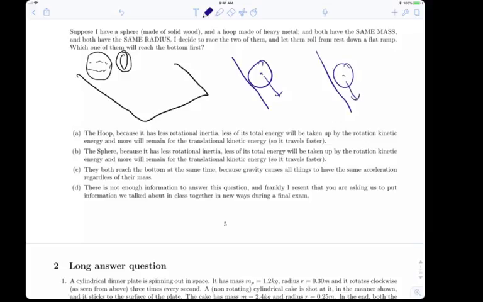Okay. So here's the thing. Here's the way this question is different than the previous one. This is all about comparing their moments of inertia. This one has more of the mass farther from the middle than this one. This one has a lower density, so more of the mass is closer to the middle. This one, all the mass is at an equal radius. So this one has a bigger I.